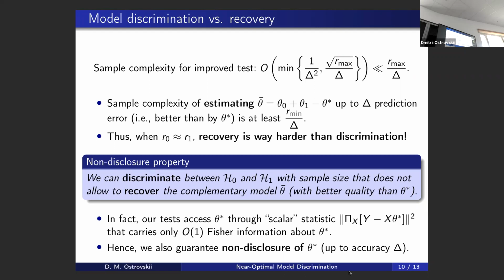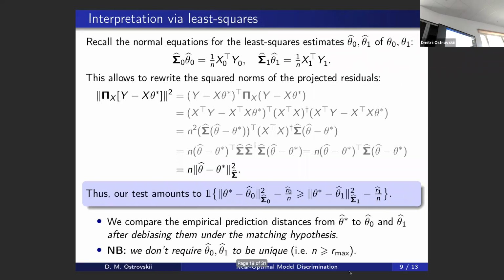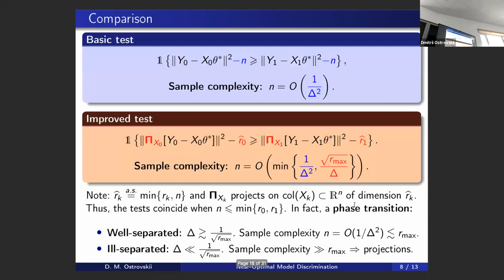So in all this story before, I said theta star is known to the statistician, right? But actually, if you look at our test statistic, theta star is accessed by at most four scalars. It's really a constant number of measurements of theta star that our test accesses. So it doesn't really need full access to theta star.